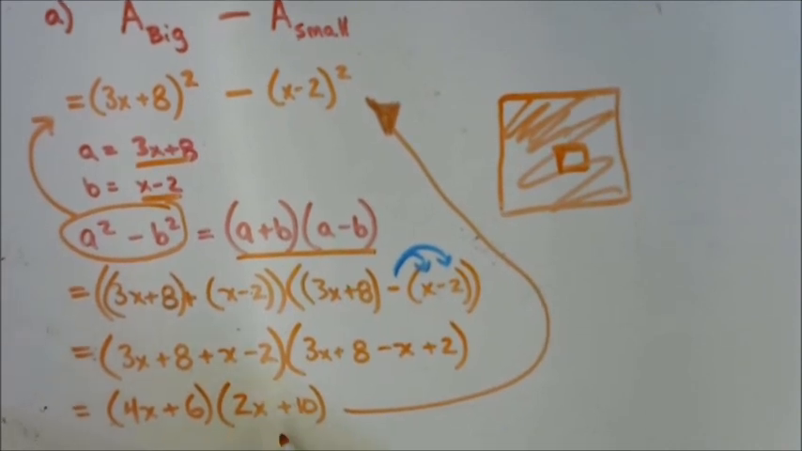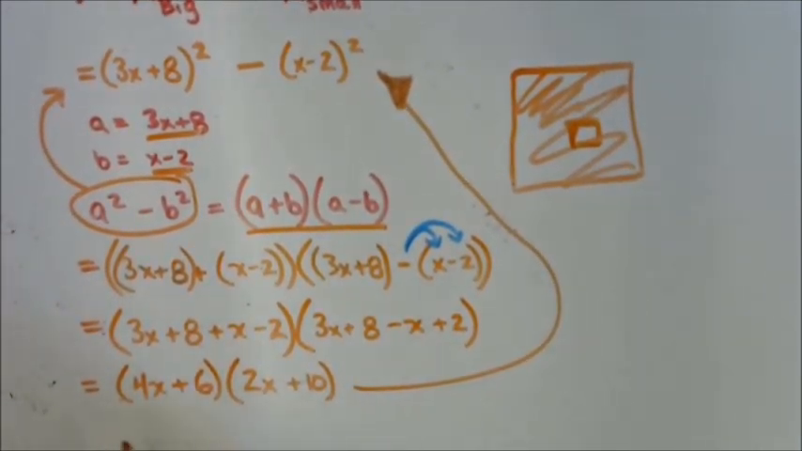There's one thing that you can take out of all this yet. You see anything you can take out of this? 6 and 10 and 4x. Common factor of 2 in all of these.